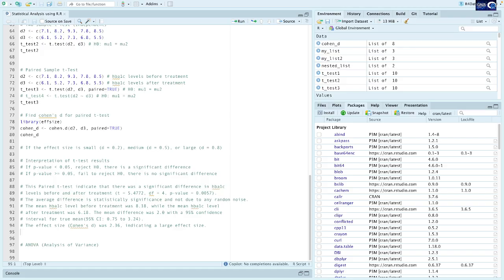Now for factor 2, all the p-values are greater than 0.05. Here all confidence intervals include the zero value. If you look at the upper and lower limits, they include zero.